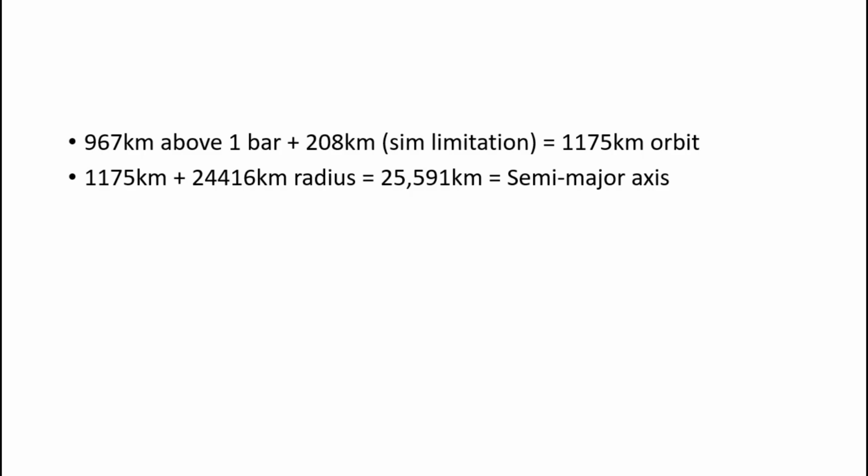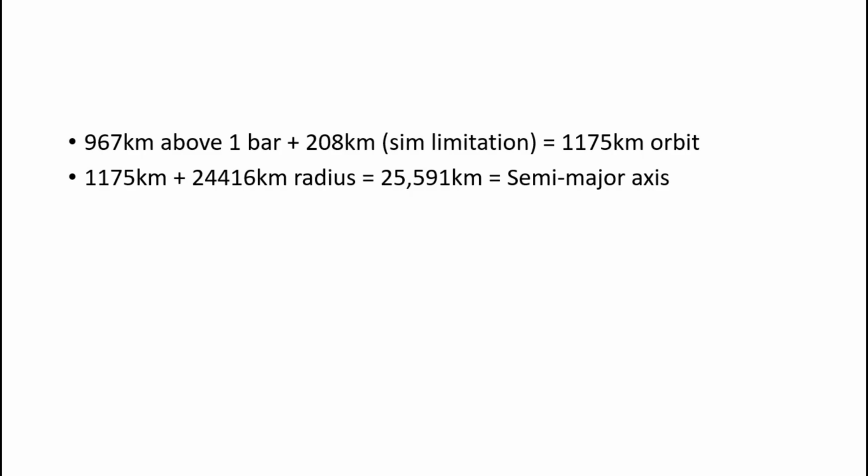This gives us a 1175 kilometer altitude plus 24,416 kilometers for Neptune's radius, and that gives us 25,591 kilometers from the center of Neptune for our semi-major axis.